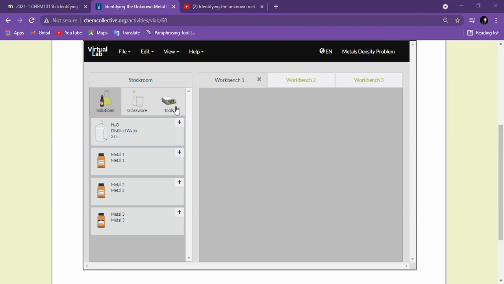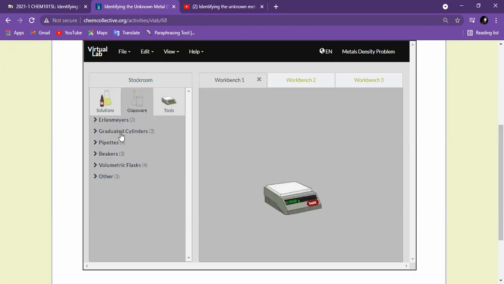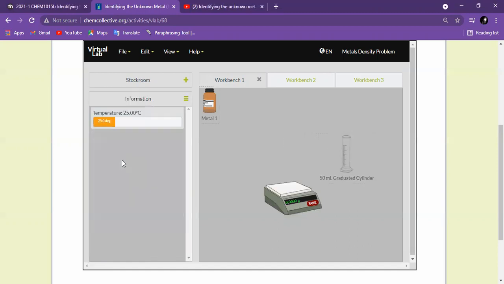Firstly, you will need to gather your materials. You will need a scale, a 150 milliliter graduated cylinder, and your metal.